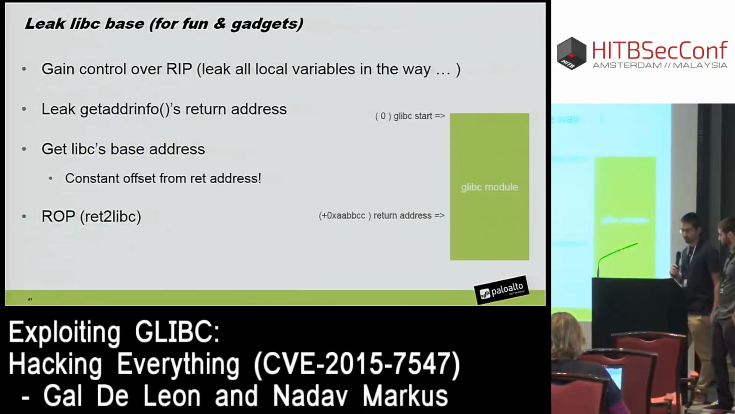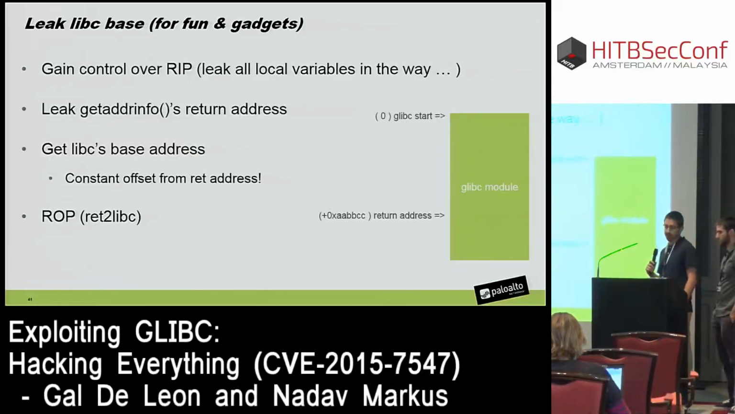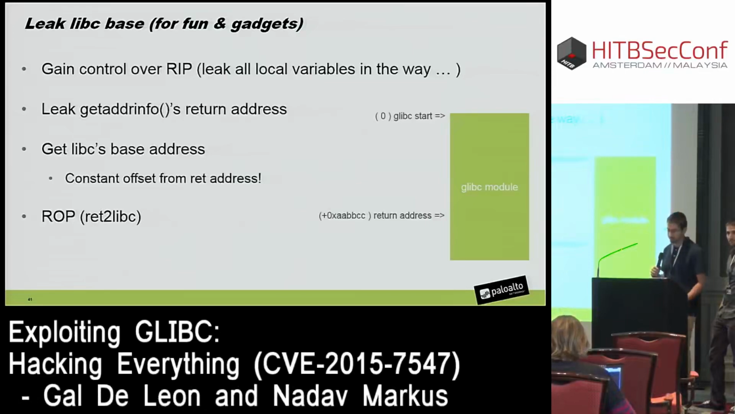So from now, basically, we gain control over the RIP, returning from getaddrinfo, after we leaked all the local variables on the way. And we now just apply the same technique in order to leak the return address of getaddrinfo, as we talked about before. After we do so, we want to construct a ROP chain to bypass DEP. So basically what we do is compute, from that return address of getaddrinfo, which is within the libc module, the libc base, and then just find offsets to the instruction gadgets that we need in order to run our code. Just employ the ret2libc technique.